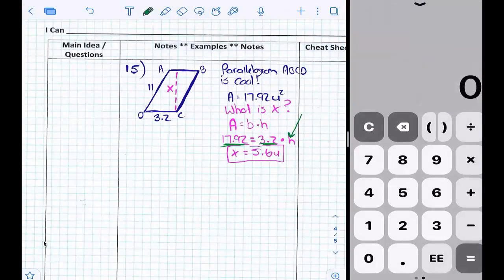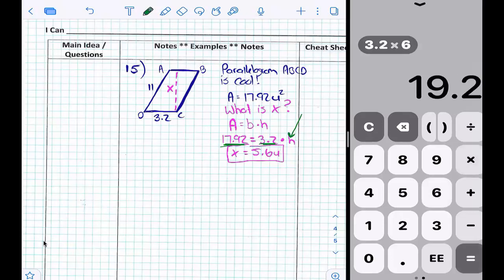And we said, well, 3.2 is my base. I'm going to multiply it by like 6. And I got 19.2, right? But I actually needed to get 17.92. So I just kept on guessing and checking until I hit that number, right? So it was smaller than 6 because 6 was too big. We cool with guess and check?